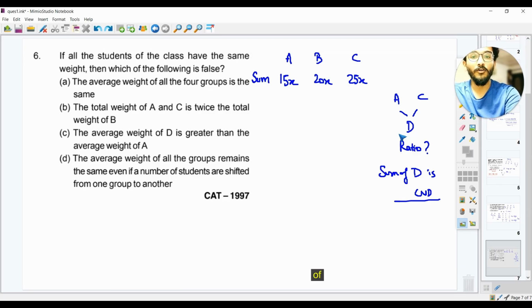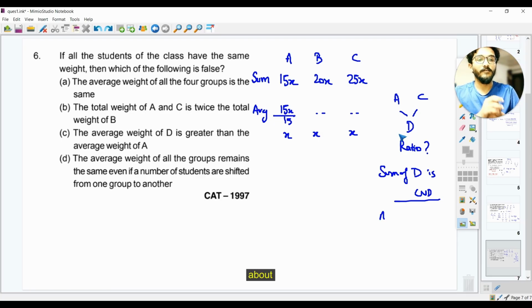Okay, the average weight of all the four groups is the same. Average weight of all the four groups is same means we have to calculate the average for each of the sections, and then we have to compare between them. So when I calculate the average for each section, I can say this is a sum divided by total strength. This is X. Same goes for this one, because 20x divided by 20 will be X. 25x divided by 25 will be X.